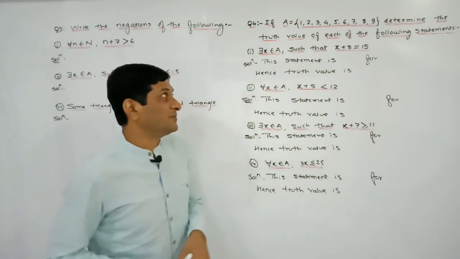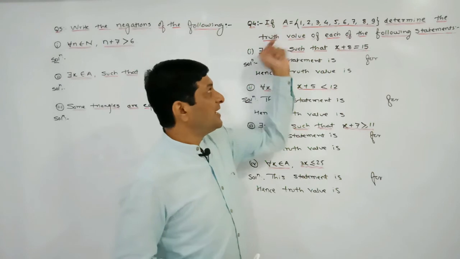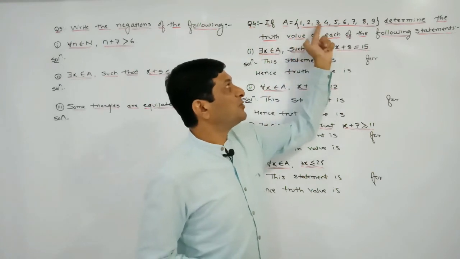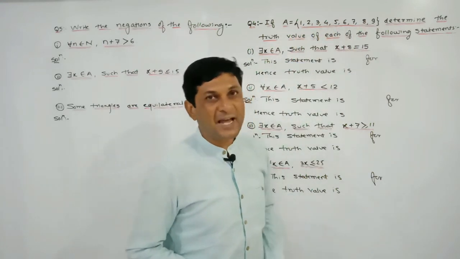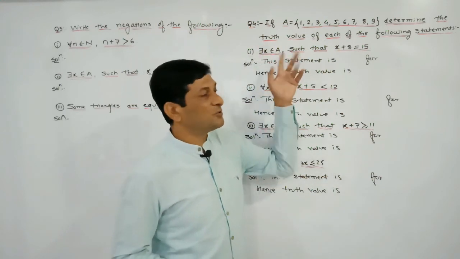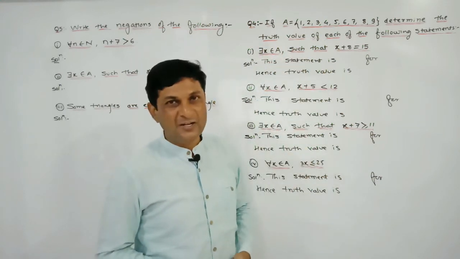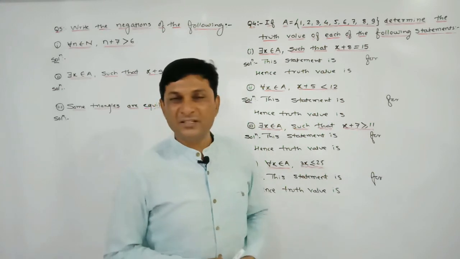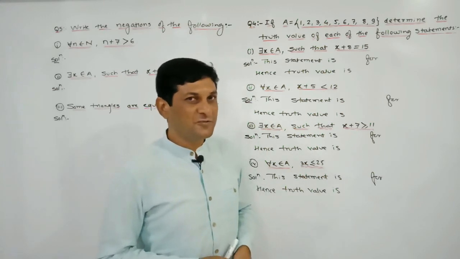See, in this question, one set A is given to us and the elements of this set are 1, 2, 3, 4, 5, 6, 7, 8, 9, and for the elements of this set A, we have to determine the truth value of the following statements. Truth value means we have to check whether the statement is true or false.